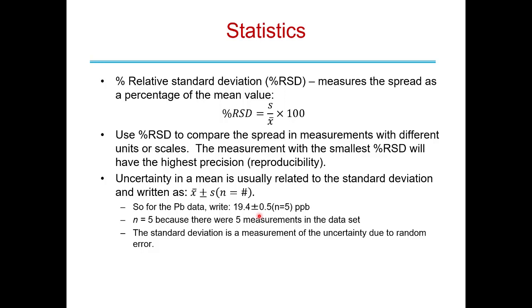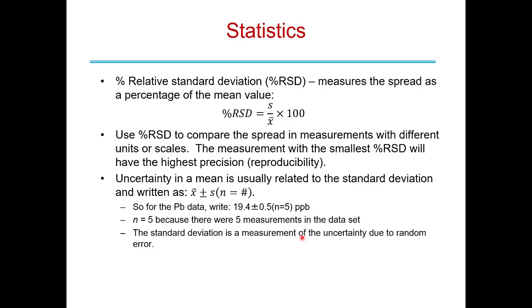We're telling people, hey, there's a really good chance that the actual lead concentration in the sample is 19.4, and a really good chance that it's within 0.5 parts per billion of that number. We also usually report the number of trials here, so n equals some number. In our case, we did 5 trials, so we'll report that. That way people know how many data points were in the average and standard deviation when you report it.